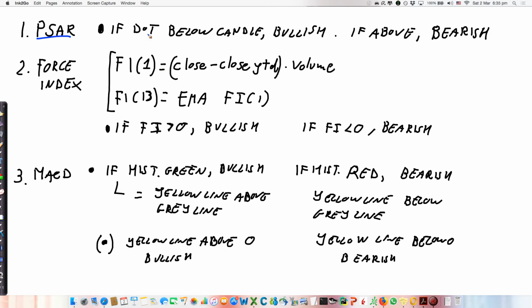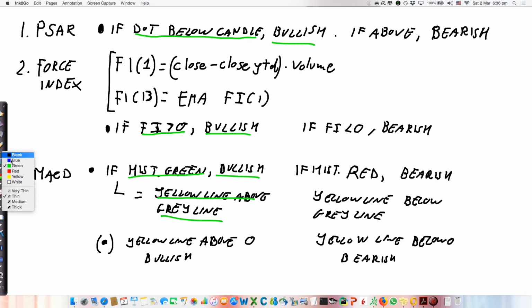Parabolic stop and reversal, if the dot is below the candle, is bullish. Actually, maybe it's easier, let's use the green for bullish. So parabolic stop and reversal, dot below the candle, bullish. Force index positive, bullish. MACD, if the histogram is green, that means the yellow line above the gray line is bullish.